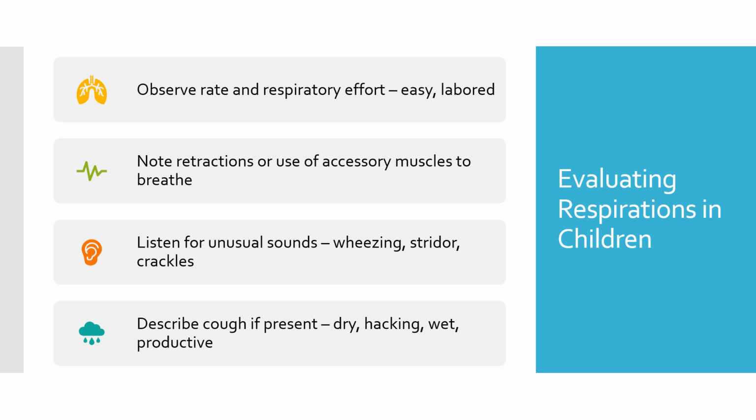So when we're thinking about evaluating respirations in children, again, we want to observe the rate and the respiratory effort. Is it easy or is it labored? If it's labored, we're thinking about those retractions. If they do have retractions, we're noting those. And then where are those accessory muscles being used? We're going to listen for any unusual sounds, remembering that normal is clear, but if we hear wheezing, stridor, or crackles, we want to investigate further. And if they do have a cough, making sure that we're describing that cough. Is it dry? Is it hacky? Is it wet? Is it productive?